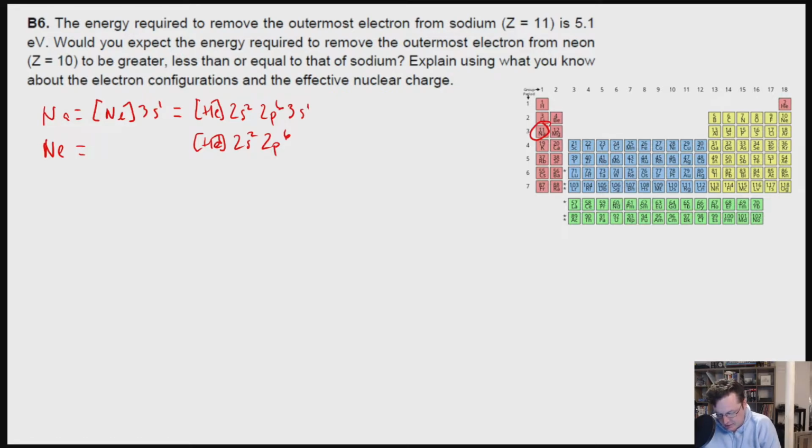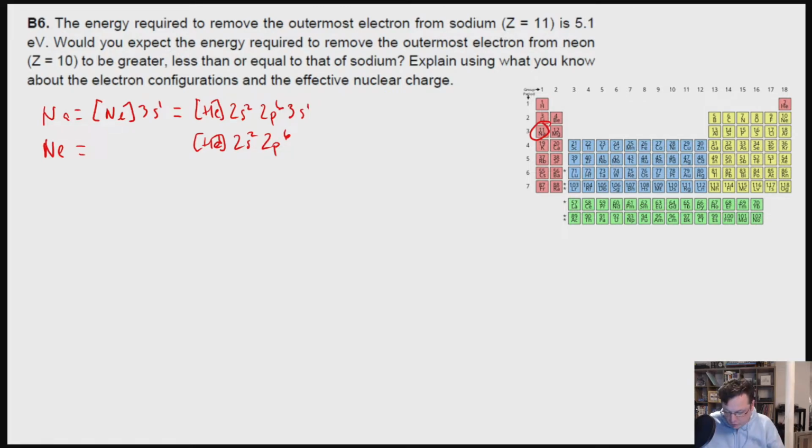The question's asking, would you expect the energy required to remove the outermost electron from neon to be greater? And that answer is yes. The reason for that is that taking out that outermost electron is a real challenge, because the Z effective is going to be higher on that neon electron compared to the one that the 3s is feeling.